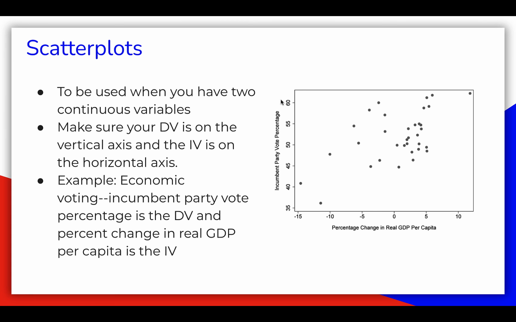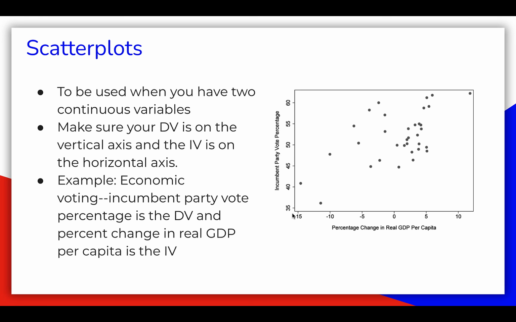Now, the final one is scatter plots, and you want to use these when you have two continuous variables. So again, just like algebra class, you want to make sure that your dependent variable is on this vertical y-axis and that your independent variable is on this horizontal x-axis. So here we're looking at the example of economic voting. So this is just, if you remember, the idea that economies shape election outcomes. And so here our independent variable is the percent change in real GDP per capita. That's our economy. And then our dependent variable is the incumbent party vote share.